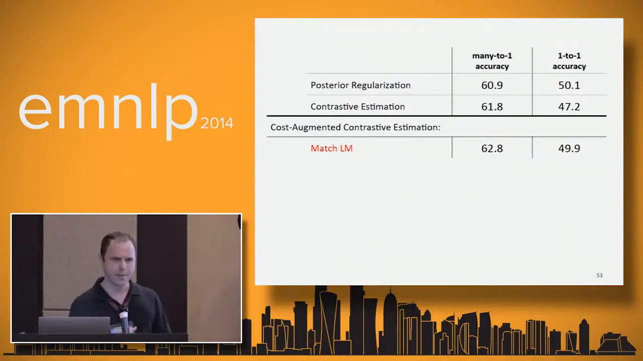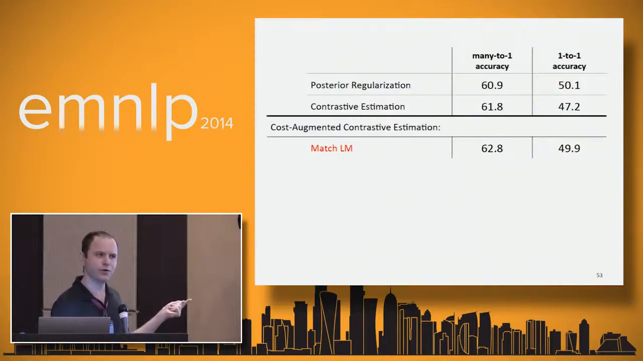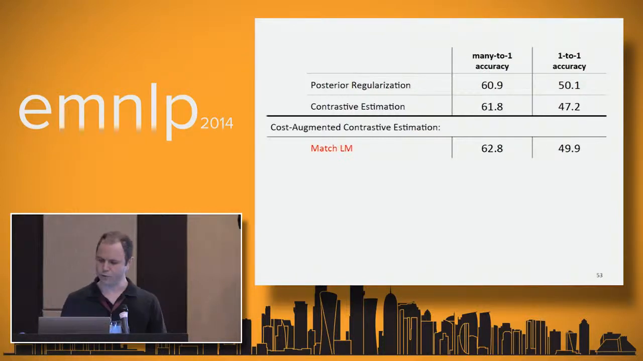Okay, so I've shown those at the top, and then this is the number that I showed you a few slides ago, our best result from the input cost function, namely match LM for transpose 1, which improves over CE by about 1 point in many-to-one and about 2.7 in one-to-one.